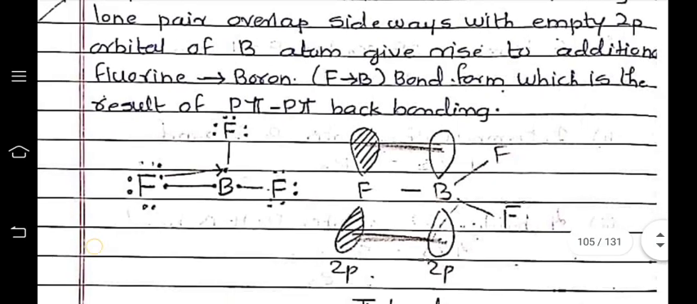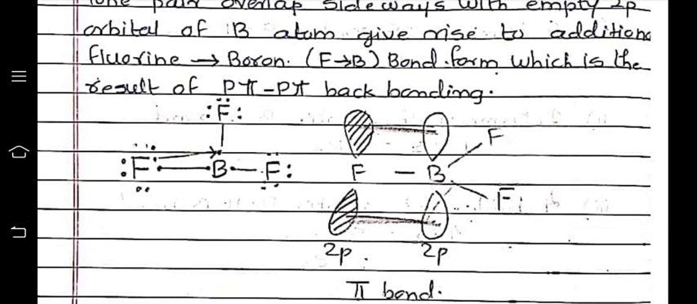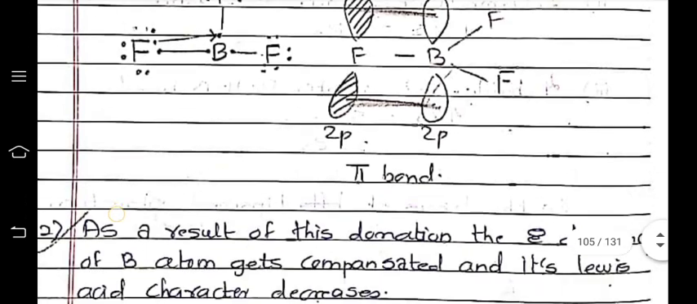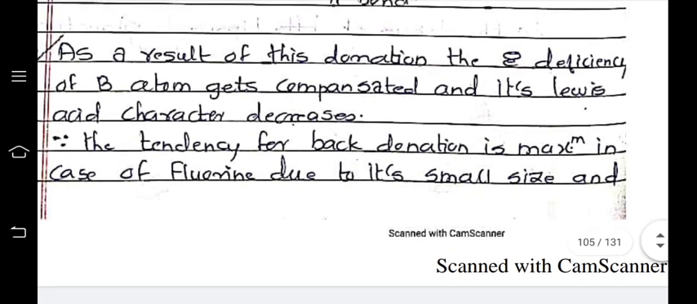So the lone pair overlaps sideways with the empty 2p orbitals of the boron atom, giving rise to the additional fluorine-boron bond, which is the result of the p-pi back bonding. As a result of this donation, the electron deficiency of the boron atom gets compensated and its Lewis acid character decreases.